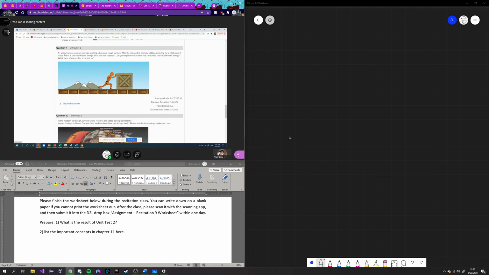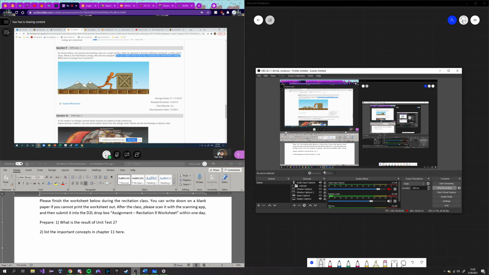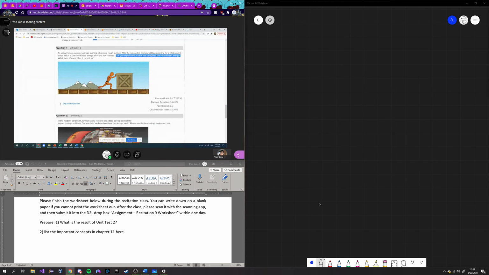The first one is, what is the final kinetic energy after the box stopped? For this part, almost all of the students in this section provided a correct answer. After the box stops, the kinetic energy will drop to 0, right? And can you explain which force has consumed the kinetic energy? After this person released the box, the only force in the horizontal direction is the friction force. The friction force is always doing negative work and consumes all the initial kinetic energy. For this part, most of you have answered correctly. Any question?